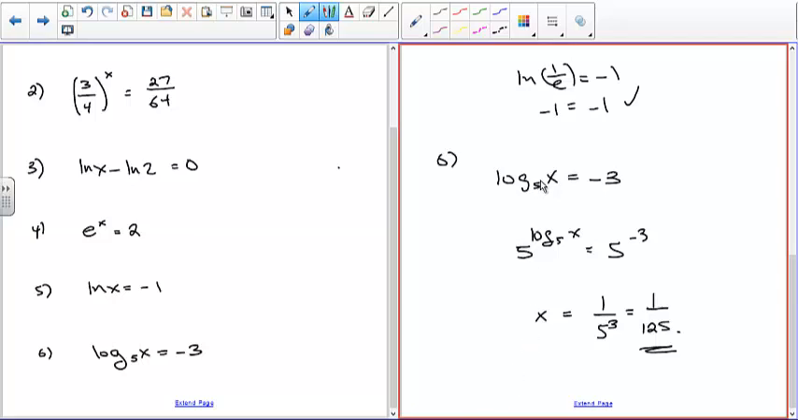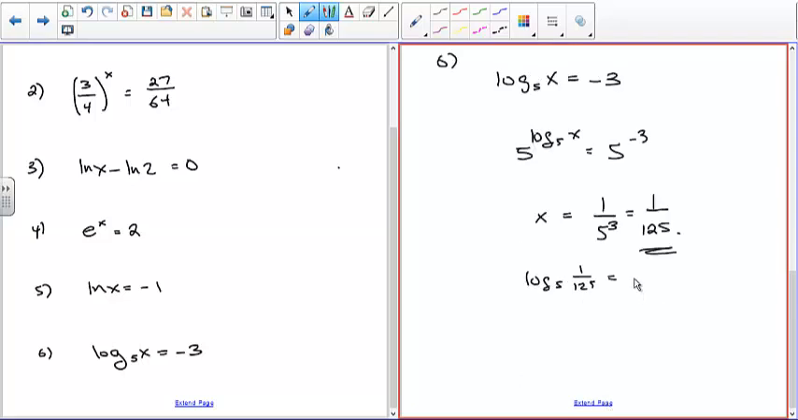Now to check this, you'd have to take log base 5 of 1 over 125, and to be able to use your calculator, you'd have to use the change of base, where you take the natural log of 1 over 125 divided by the natural log of 5, since 5 is the base. So let's just see if that works or not. The natural log of 1 divided by 125, the whole thing divided by the natural log of 5, and I get negative 3, which is equal to negative 3. So I know I've done that one correctly.